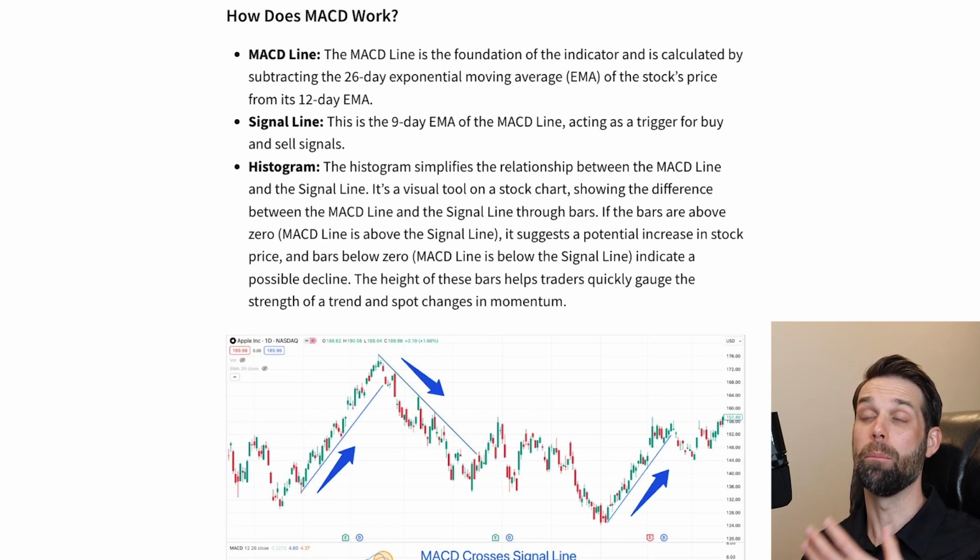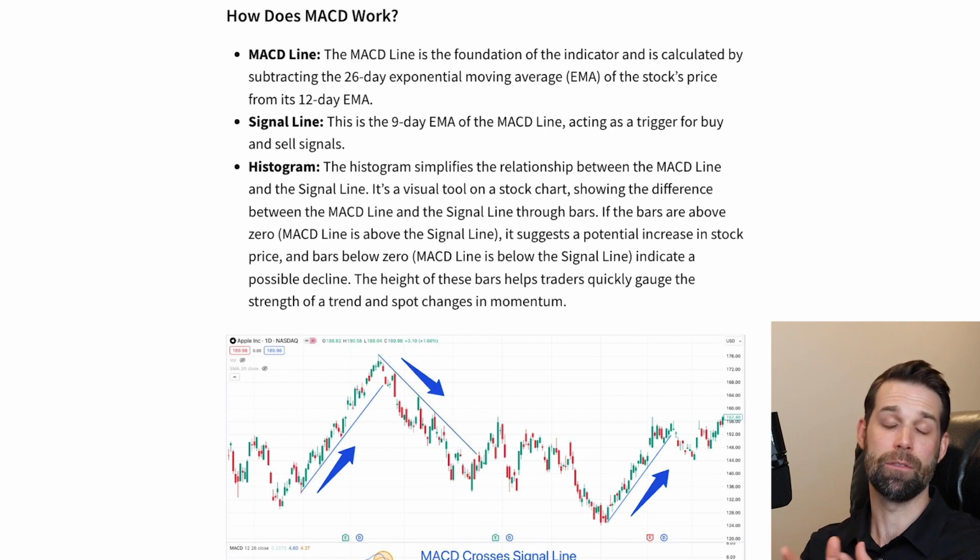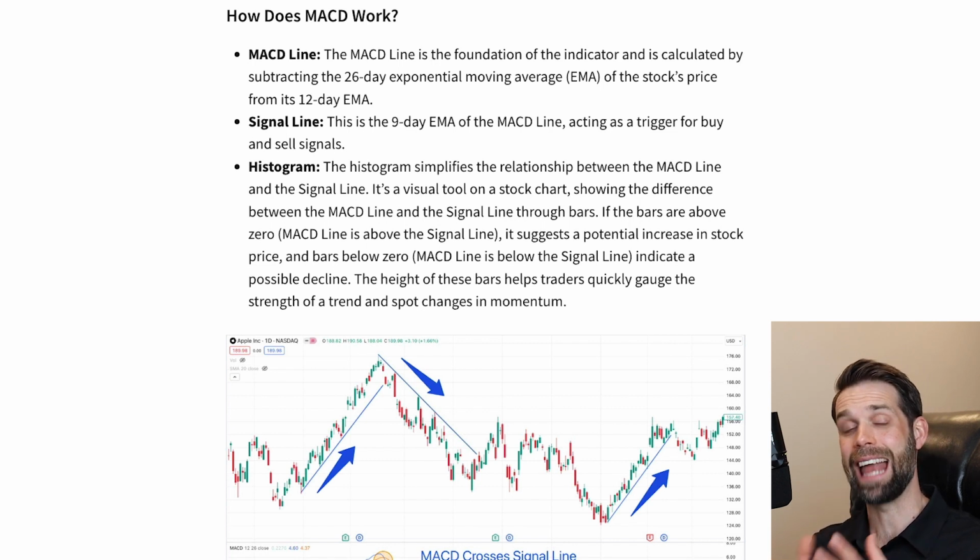If the bars are above zero, the MACD line is above the signal line, and that suggests a potential increase in the stock price. And if the bars are below zero, the MACD line is below the signal line, which indicates a possible decline. So if we just stop there and think about that, if the MACD line is above the signal line, then that means that the current momentum of the stock price is higher than the average of the 9 days, because that's what the signal line is. It's a 9-day moving average of the MACD line.